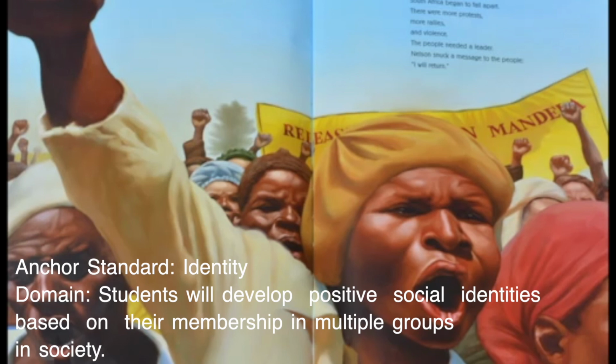There were more protests, more rallies, and violence. The people needed a leader. Nelson snuck a message to the people. "I will return."